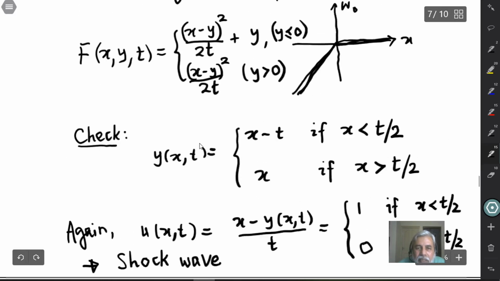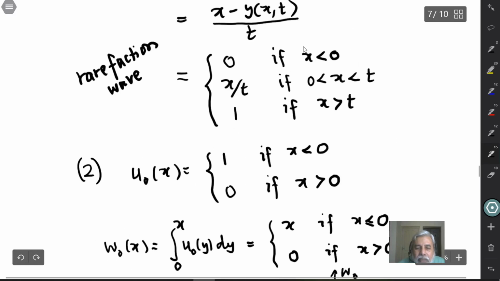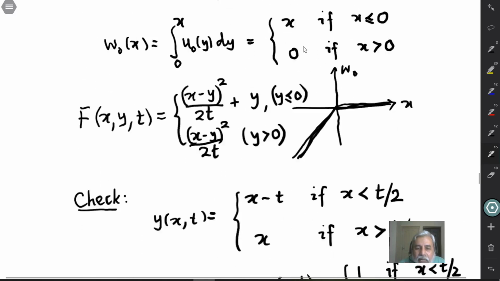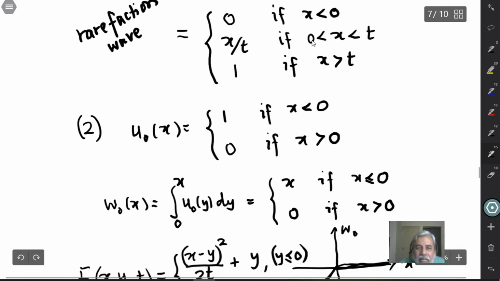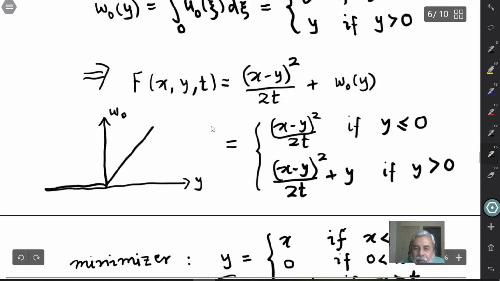If this w0 were differentiable, we could just differentiate f of x y t directly. With the usual calculus, you differentiate with respect to y and equate it to 0, find the critical points, then check whether that gives a minimum or maximum, and just choose the minimum.